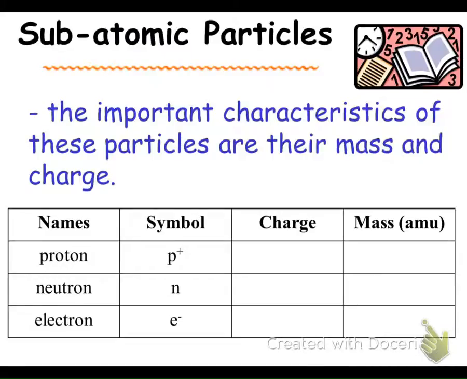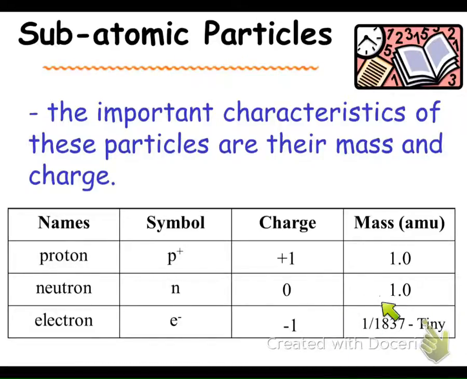What are the subatomic particles in an atom? These are the important characteristics of the particles and their mass. So proton, neutron, and electron, this should be a review. The proton has a P plus symbol, the neutron is an N, and the electron is an E minus symbol. The charge on a proton is +1, the charge on a neutron is 0, and the charge on an electron is -1. The mass of a proton is 1, the mass of a neutron is 1, and the mass of an electron is negligible, very, very small.